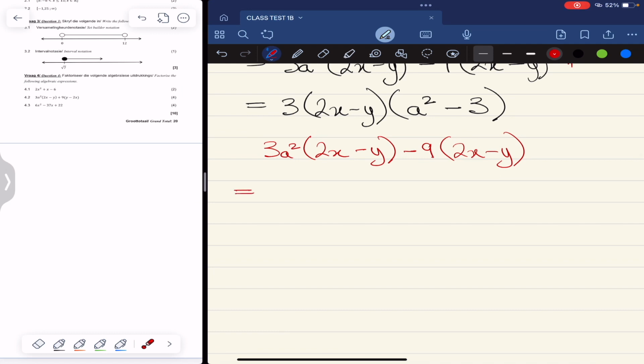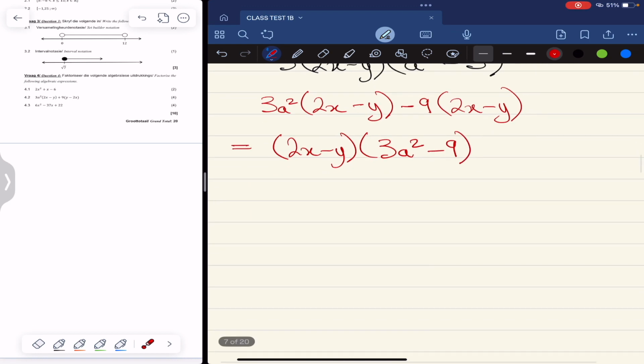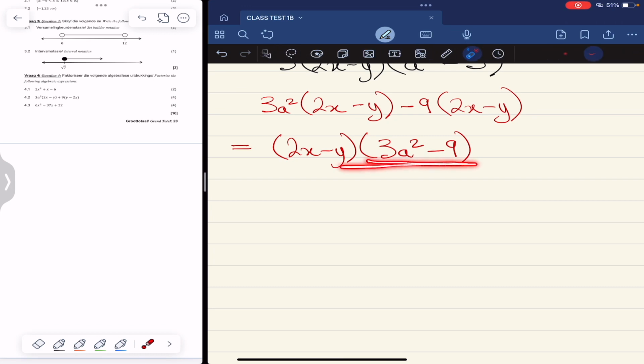Then from here, most of you did the following. You took out the bracket, right? 2x minus y. Then you said, okay, now I have what I've got in the bracket, 3a squared minus 9, and then you left it. So you would have gotten a mark for the change of sign and taking out the common factor of 2x minus y. I would have given you that mark, but then you lost some marks because you did not see that there's something wrong here, because it seems like we can still take out the highest common factor again.